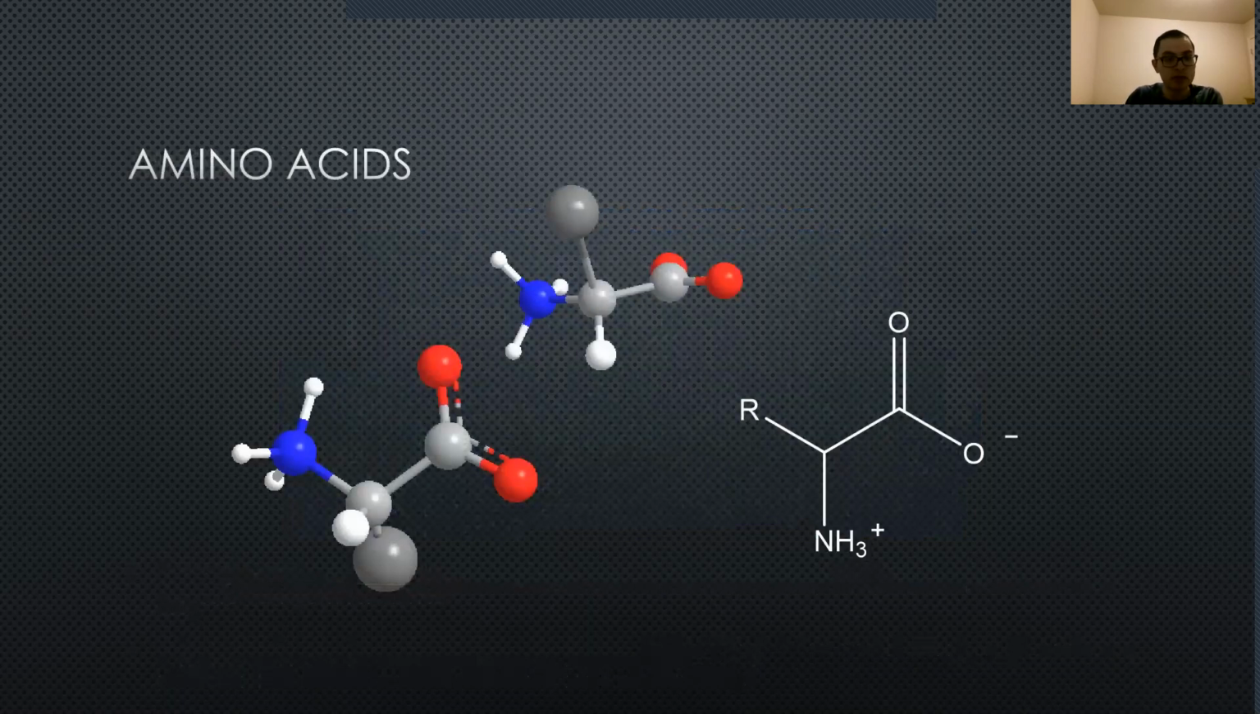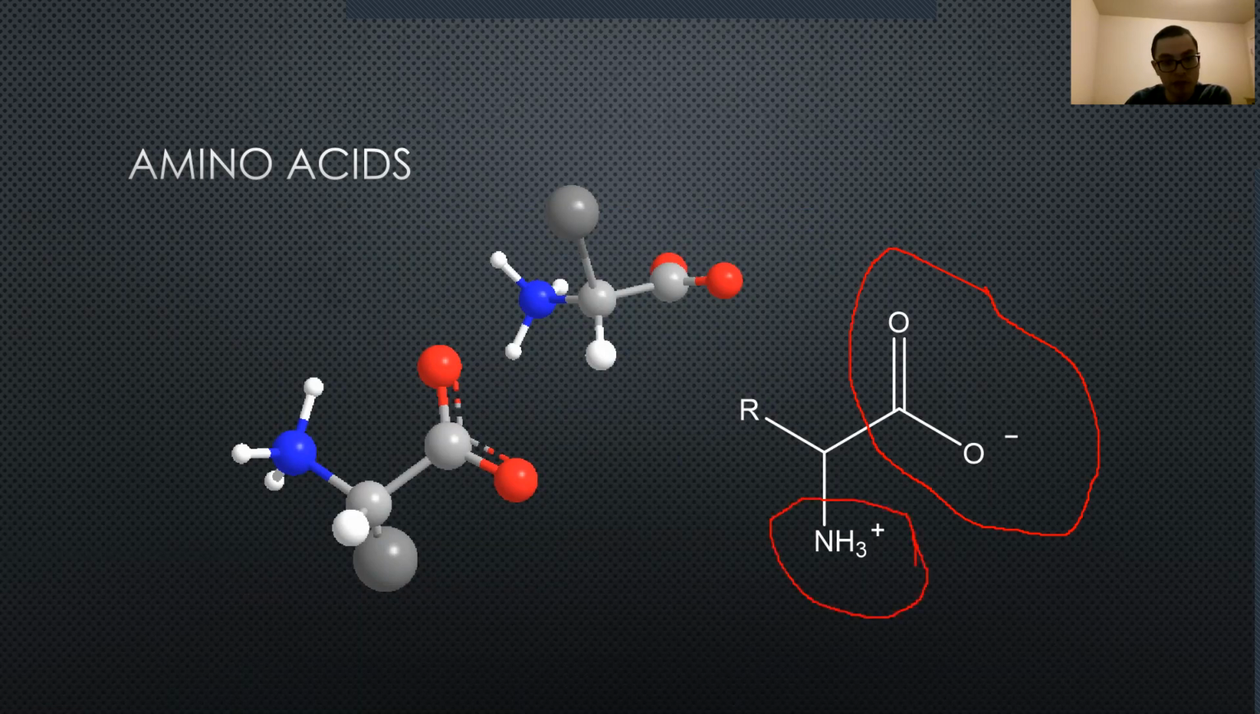All right, so today we're talking about amino acids. This is a generic amino acid. This part is called the carboxylate group, and this part is called the amino group. So the name amino acid actually comes from the amine group and the carboxylic acid group.